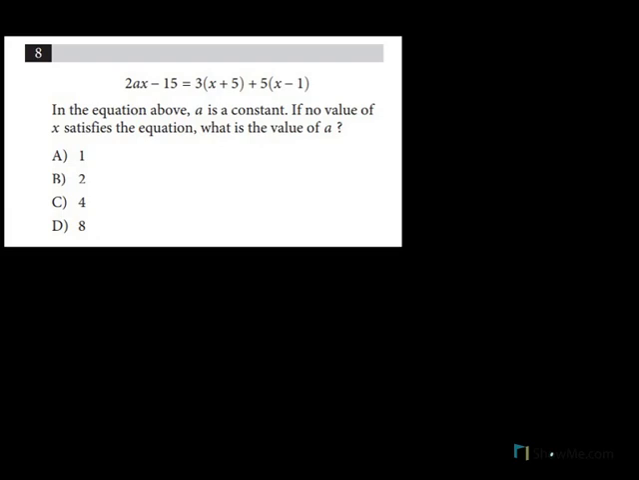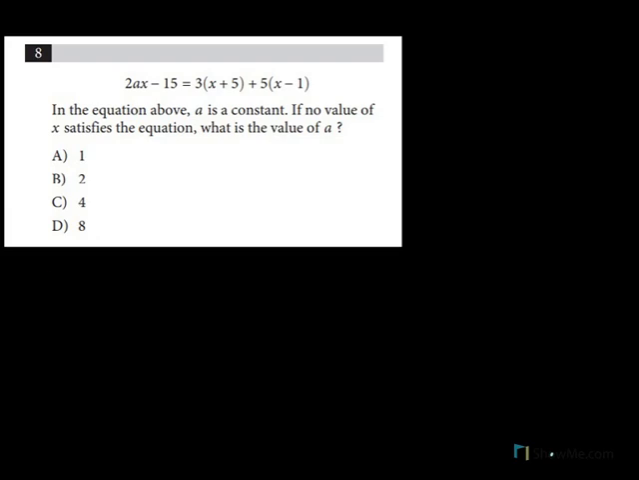So let's start off with our first practice problem. In the equation above, a is a constant. If no value of x satisfies the equation, what is the value of a? The equation is 2ax minus 15 equals 3 times the quantity of x plus 5, plus 5 times the quantity of x minus 1. And our options are A, 1, B, 2, C, 4, and D, 8.